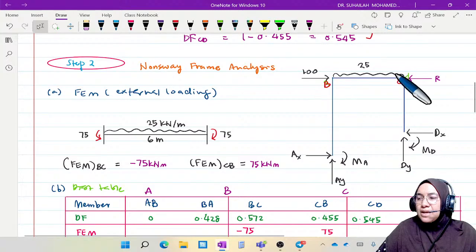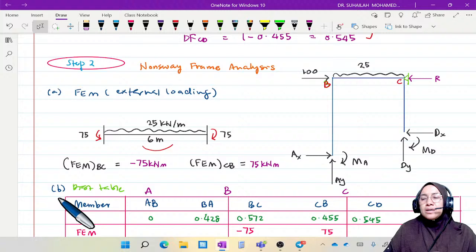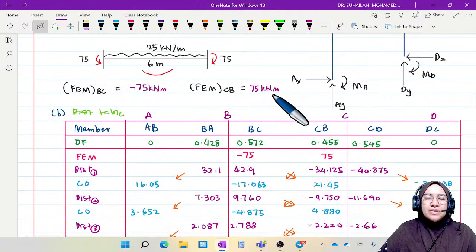So we need to calculate only the FEM for member BC, and it is negative positive because of the behavior. The behavior is like this. Then the moment we push both ends so that the beam will go back to the straight position. So we will get negative 75 and 75. It is behavior, we cannot assume the direction. So having this fixed end moment, we have to move to step 2B.